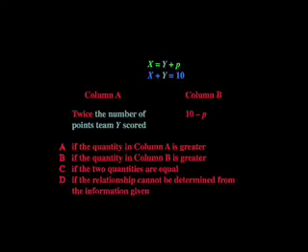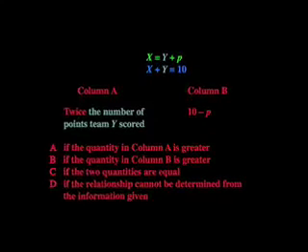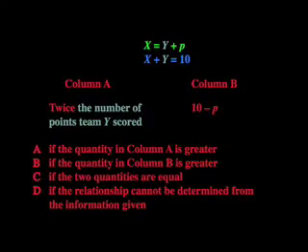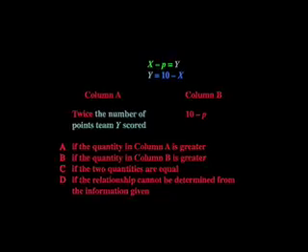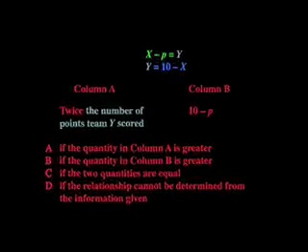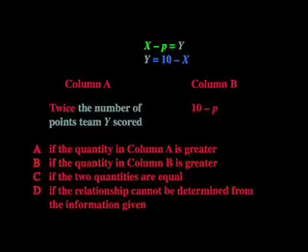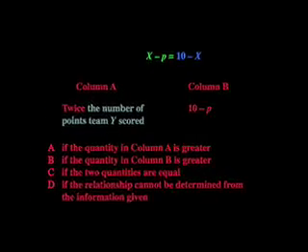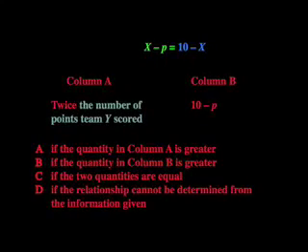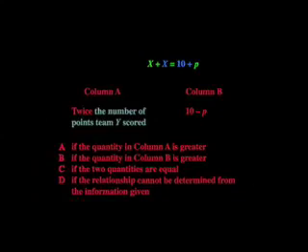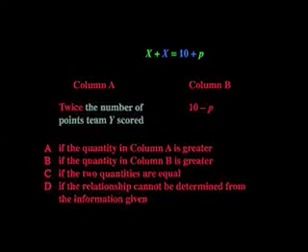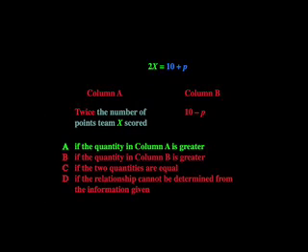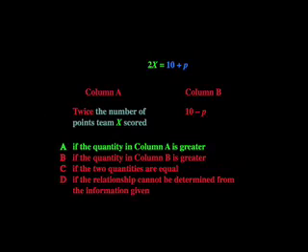It seems as though since column A talks about the number of points Team Y scored, we should keep everything in focus in terms of Y. So we can make X minus P equal Y, and Y equal 10 minus X. Since they both equal Y, X minus P must equal 10 minus X. We can move all the X's to the left side so that X plus X equals 10 plus P. Now we have a formula that 2X equals 10 plus P.